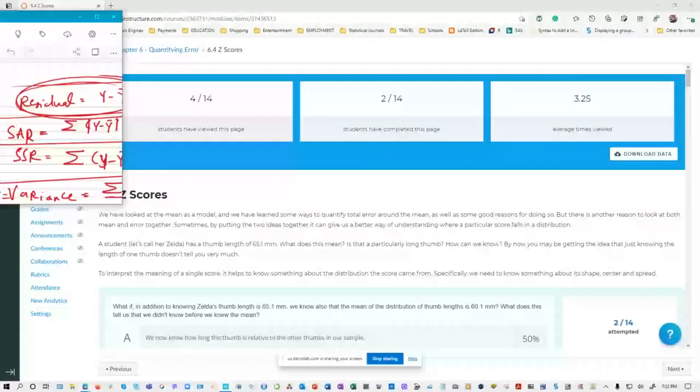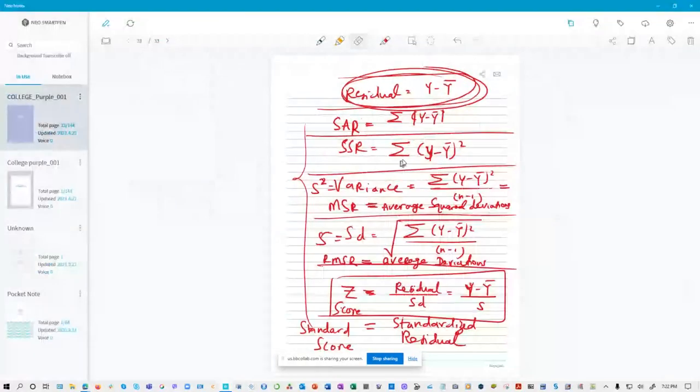Before we came to the Cisco, you can remember we were talking about several things related to the residual. The residual is nothing but y minus y bar. Then the sum of absolute residuals is taking the absolute value and summing them up. The sum of squared residuals means instead of the absolute value, you square the residual and then take the sum. Then you average it by dividing by n minus 1.